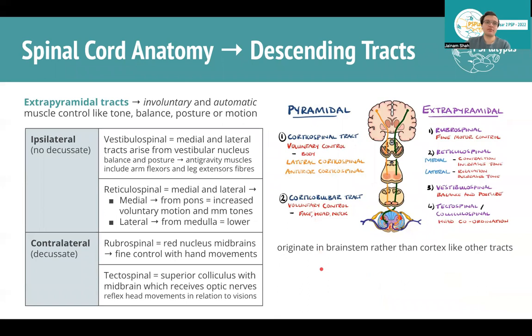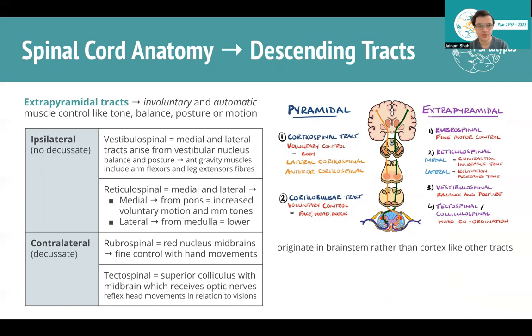And then you've got the extrapyramidal tract. So they don't work through the pyramids, and they're mainly responsible for involuntary and basically automatic muscle control, like with tone, balance, posture, or motion. So on the right-hand side, you've got a really nice diagram that summarizes the different tracts involved in each. This is probably the lowest yield thing to know, but I've seen about 2 or 3 questions come up on some of these tracts.